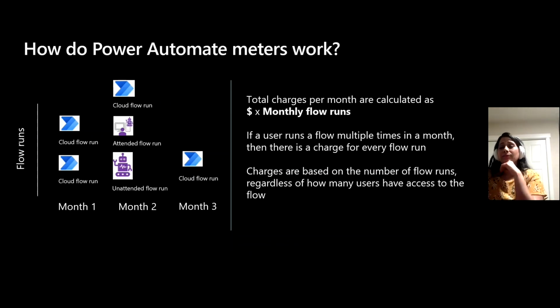Okay, so how does it work? It just depends upon how many flow runs you have, right? In the first month, let's say you have two cloud flow runs. In the second month, the usage pattern changed. You have one cloud flow run, one attended flow run, and one unattended flow run.